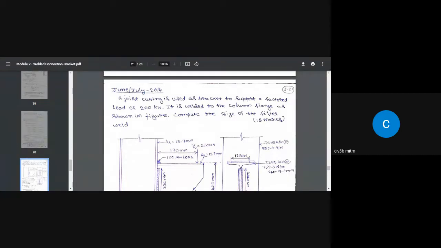Okay, so a joist cutting is used as a bracket to support a factored load of 200 kilonewton. Factored load, that is Pu equal to 200 kilonewton, so you don't have to multiply this value by 1.5. It is welded to the column flange as shown in the figure. Compute the size of the fillet weld. So that is the problem.